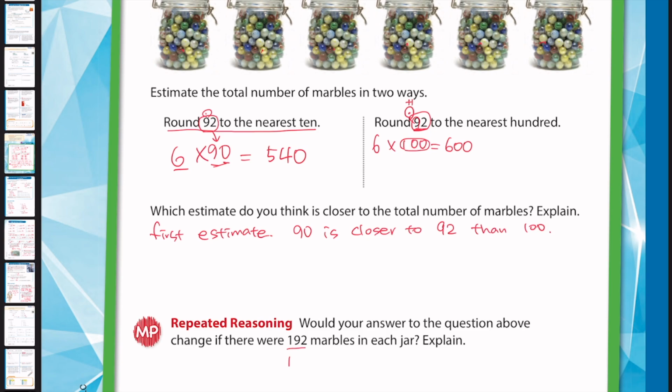And would your answer to the question above change if there were 192 marbles in each jar? That means 190 versus 200. Think. Of course, the answer will be no. Why? 190 is still closer to 192 than 200. Make sense? All right. So now let's move on to the next page.